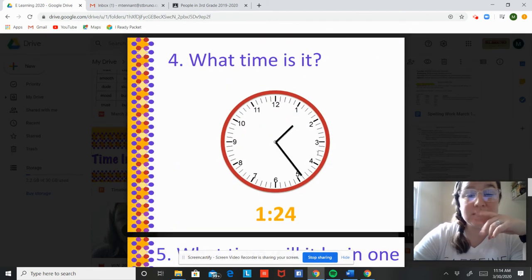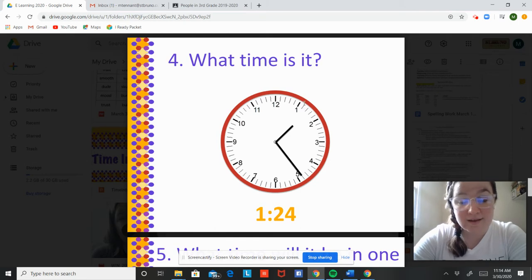Number 4, what time is it? So it's between the 1 and the 2, so we need to go to the smaller number, which is 1, so it's 1 o'clock. And then the minute hand, we would go 5, 10, 15, 20, 25, but it hasn't quite reached the 5 yet for 25 minutes. It's 1 less, and 1 less than 25 is 24, so it's 1:24.